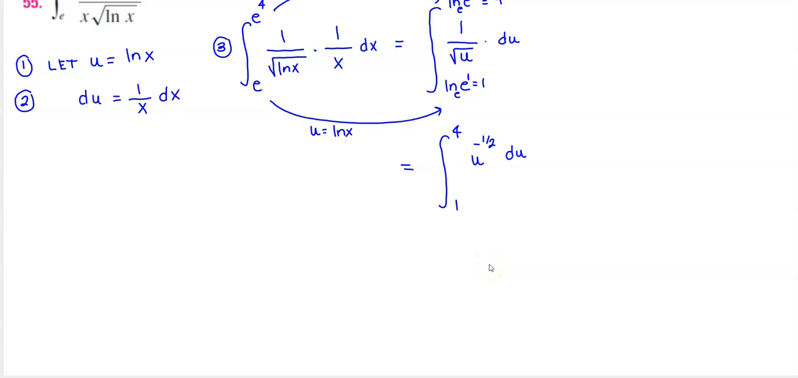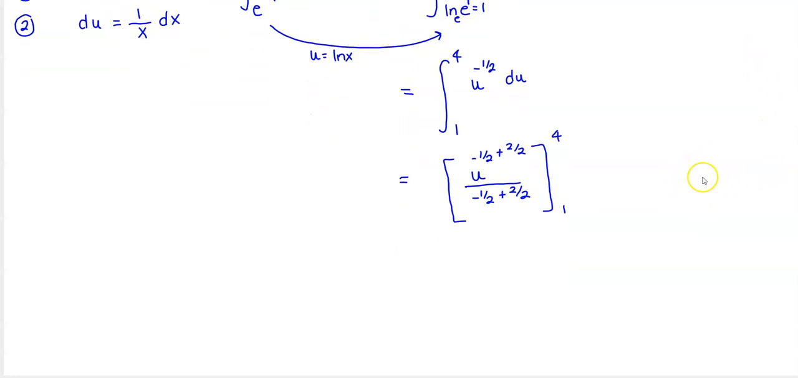Now let's go ahead and find the antiderivative. So the antiderivative is going to be u to the negative 1/2 plus 1, which is 2 over 2, divided by, again, negative 1/2 plus 2 over 2, going from the lower bound of 1 to an upper bound of 4. Now let's go ahead and finish the antiderivative. So we have u to the 1/2 over 1/2, going from 1 to 4.